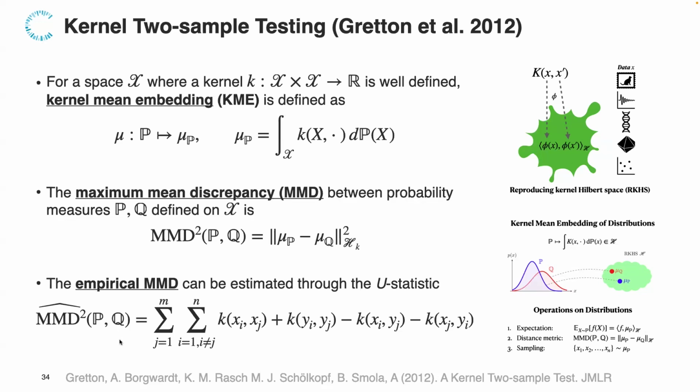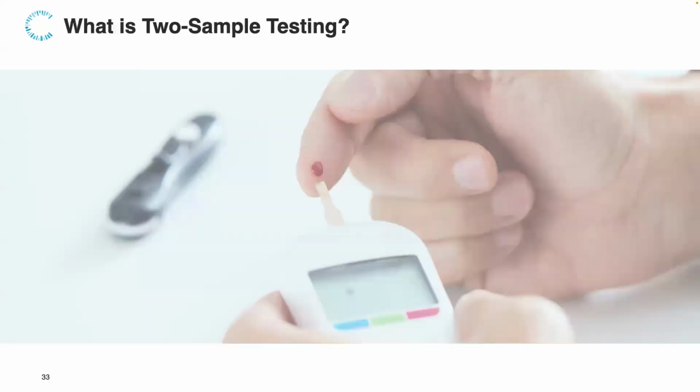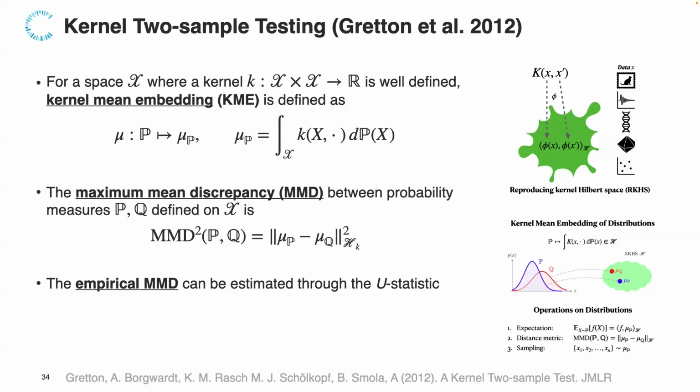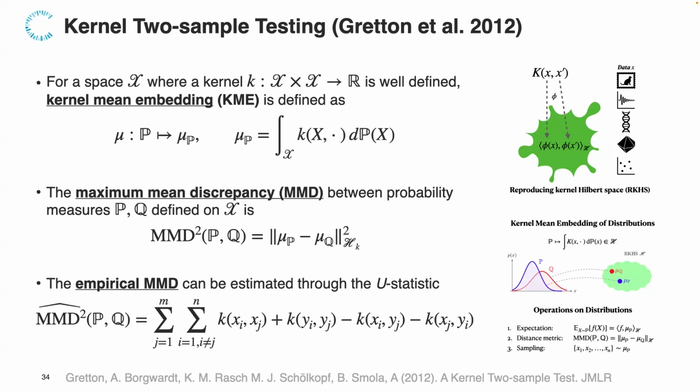But first of all, why is this useful? It's because there are results showing that for a popular class of kernels, this mapping is injective, meaning that as long as we can show MMD square is very close to 0, then it is very likely that P of X and P of Y, or P and Q, are actually very close to each other.